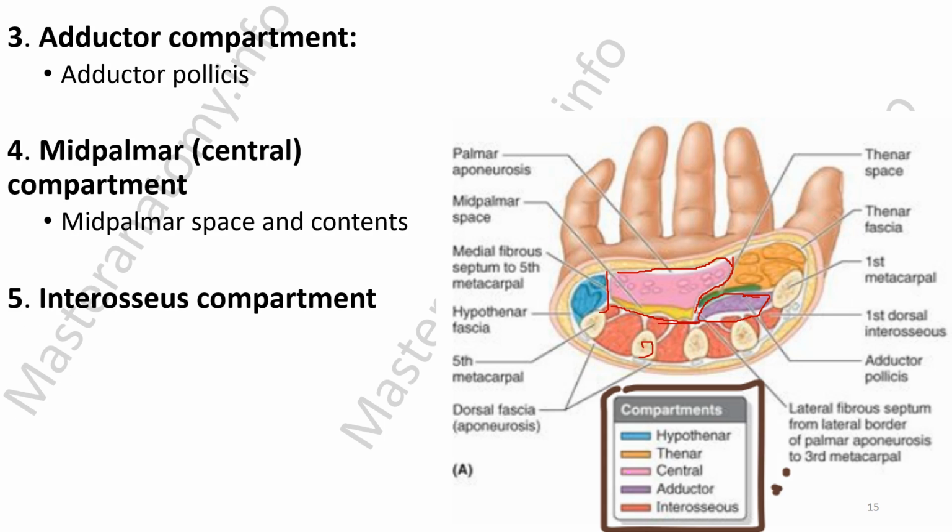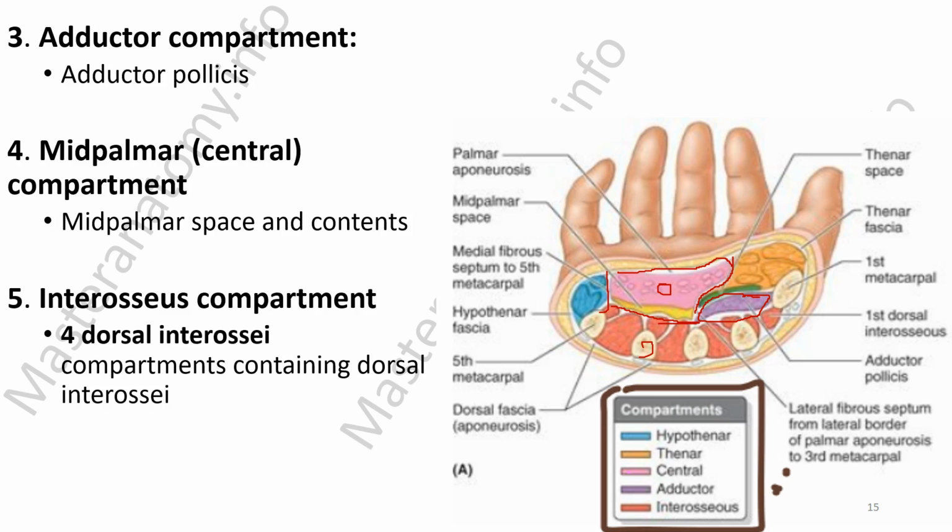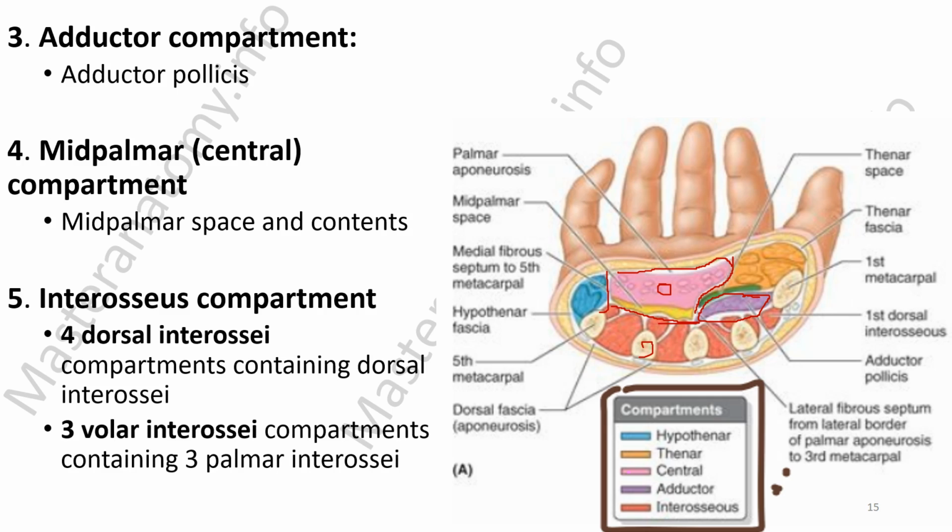So the contents of the mid-palmar compartment are the 9 flexor tendons and the median nerve. Then we'll move to the interosseous compartment, which contains 4 dorsal interosseous muscles and 3 volar interosseous muscles. Now the red spaces are the dorsal and the ventral interosseous compartments.